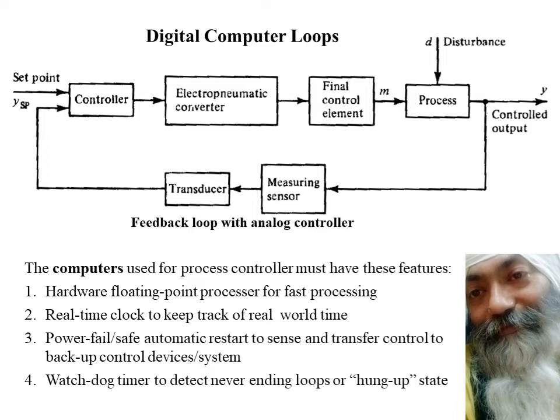It detects the never ending loops or the hung up states. So once the computer has these 4 points, then and only then does it qualify to be used as a process controller, because process control is something sensitive. We are controlling refineries, cement plants, big chlor-alkali plants, and paper and pulp industries. We don't want the computer to fail on account of any of these things, and we don't want the whole process to come to a standstill, resulting in loss of millions of rupees, which I think it's difficult for me to express.